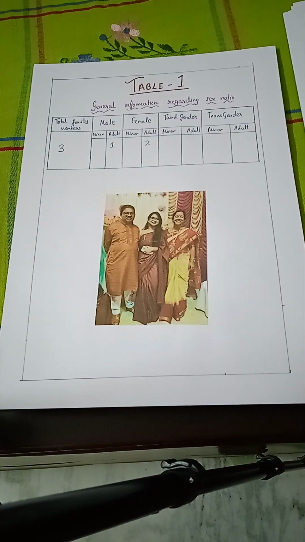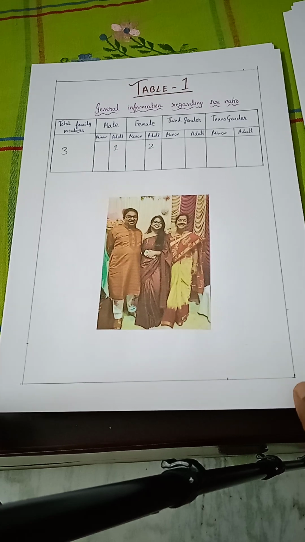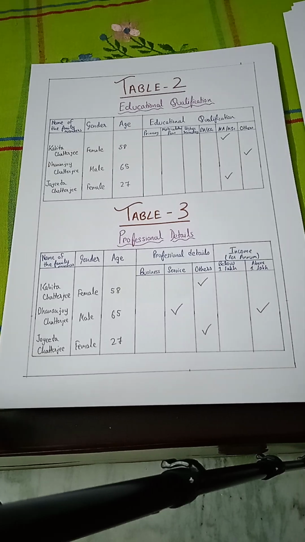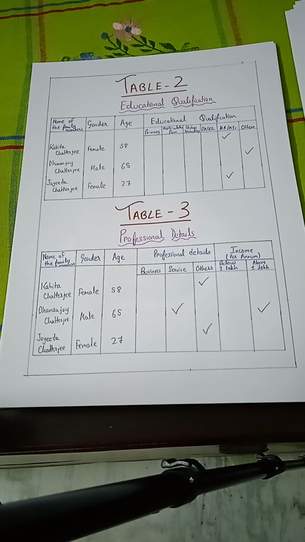Then the next comes table 1. The first table will be general information regarding the sex ratio: how many males, how many females, and if there is a transgender member or a third gender member, you have to mention that. You also have to give a picture, as I have given, because a picture makes your practicum a little bit more attractive. So you can understand that giving a picture is very important.